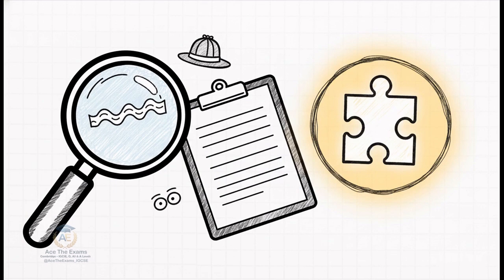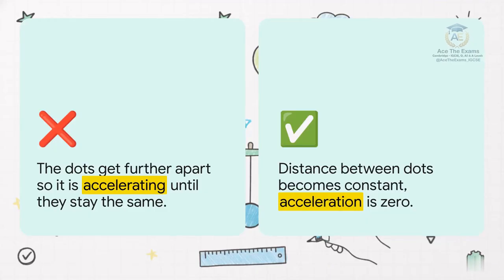Okay, let's dive into this. It's time to actually test the framework with an interactive challenge. I'm going to show you a classic student response to a ticker tape data question. I want you to read it and see if you can spot the exact error that caused this student to lose valuable marks. Think you can spot it? All right, look at the flawed answer on the left. The ticker tape dots get further apart, so it is accelerating until they stay the same distance.